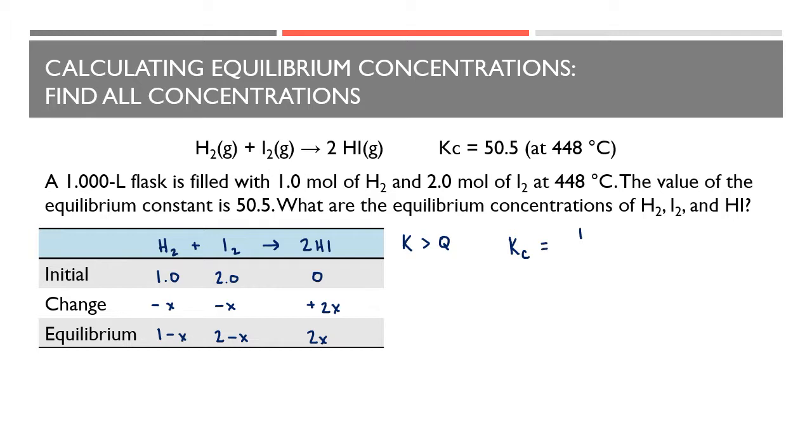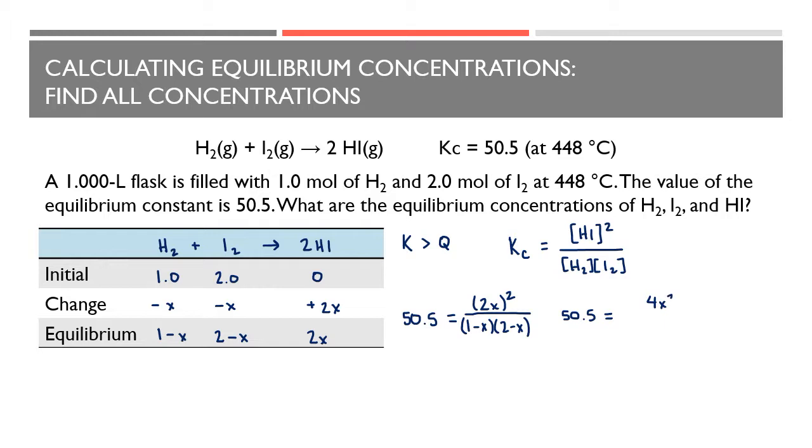The first thing I'm going to do is set up my equilibrium constant expression. I would recommend doing this every single time. Don't try to just wing it and plug in some information. It's just good to get everything labeled and out there. So my equilibrium constant expression is there. And now I'm going to substitute all my values in. So my equilibrium constant is 50.5. That's going to equal 2x squared over 1 minus x times 2 minus x.